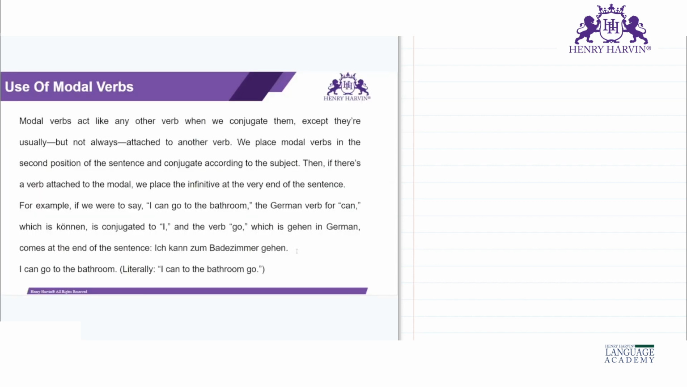Modal verbs act like any other verb when we conjugate them, except they are usually, but not always, attached to another verb. According to German grammar, we definitely have an infinitive verb that will go at the end of the sentence. For example, if you are saying I can go to the bathroom, here you are using the verb can. That will be Ich kann zum Badezimmer gehen. So here gehen is the infinitive form of the verb.